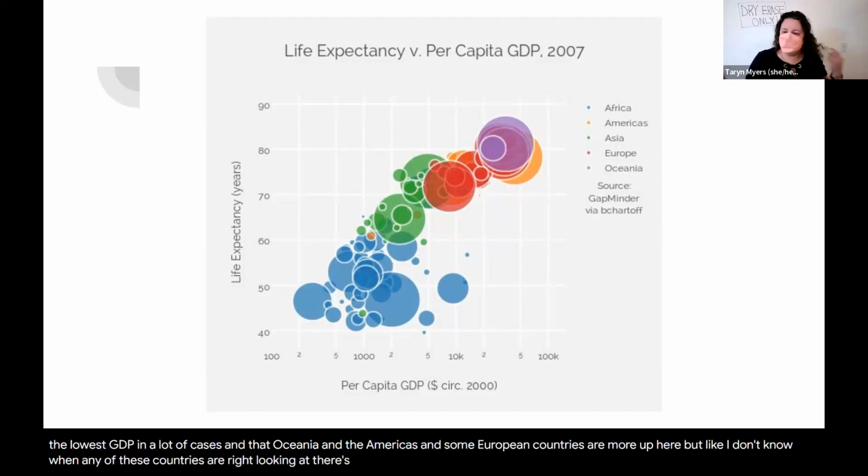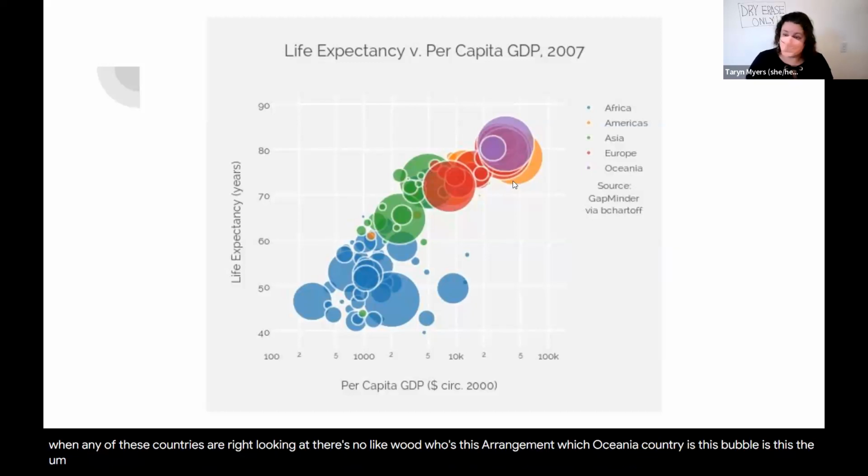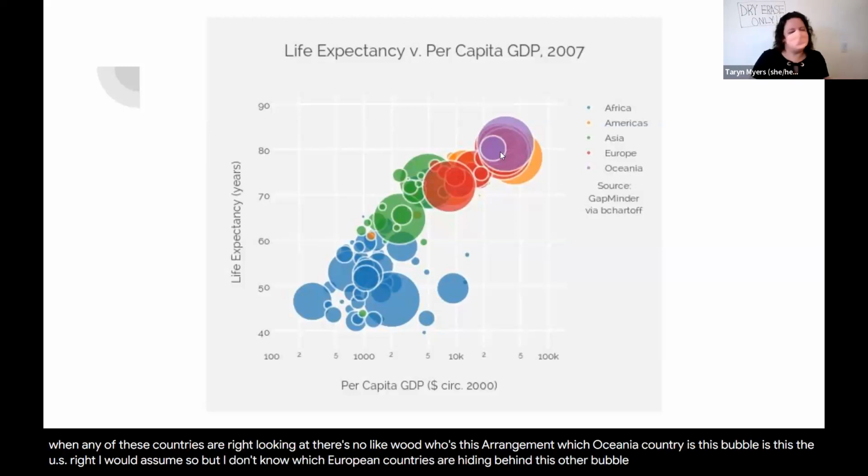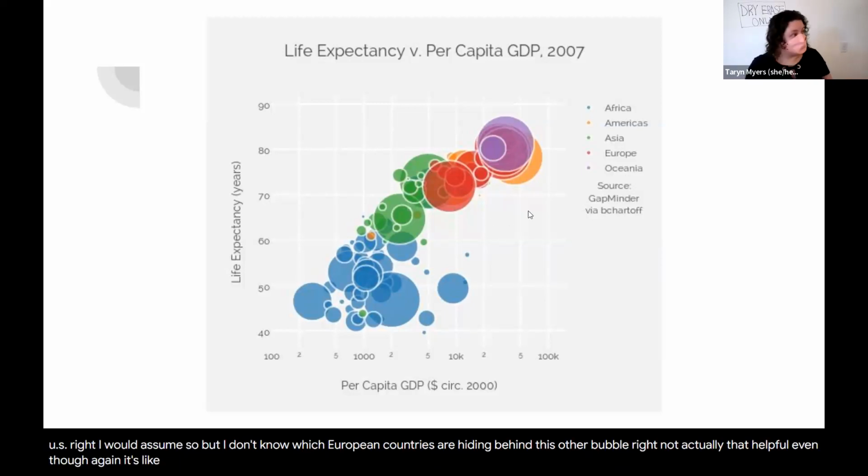There's no label. Who's this, right? Which Oceania country is this bubble? Is this the US, right? I would assume so, but I don't know. Which European countries are hiding behind this other bubble, right? Not actually that helpful, even though, again, it's like, ooh, bubbles, pretty colors. And so we think that it's easy to interpret.